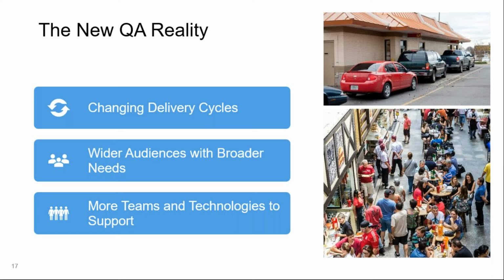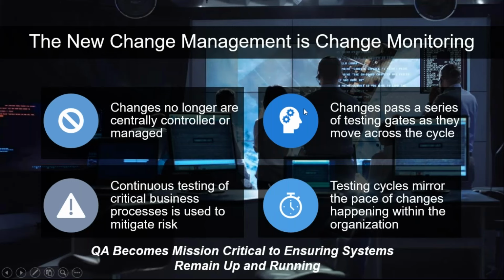We've got changing delivery cycles. We've got much broader audiences that we're going to have to work with and who have to be engaged on a regular, ongoing basis. And we're going to have to do that as efficiently as possible. We have a lot more teams and technologies that we have to support. So the old approach of single line threading, one project or one car handled at the drive-through, right? Now we've got more of this broader approach. It's a food court. We've got lots of things going on that have to be coordinated. And there have to be these ongoing operations behind the scenes to make that all work.